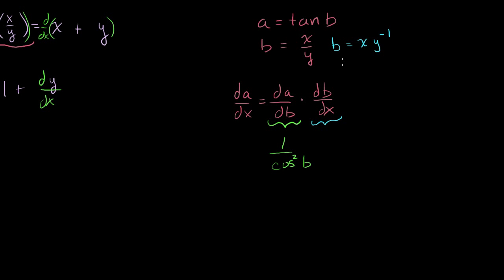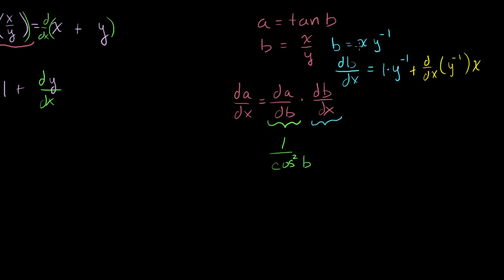We could say, let me write this. The derivative of b with respect to x is equal to the derivative of x times y to the negative 1. So the derivative of x is 1 times y to the negative 1, plus the derivative with respect to x of y to the minus 1 times the first term, times x. So this thing right here, and clearly I haven't completely simplified it yet. I still have to figure out what this thing is here. But I just simply applied the product rule here.